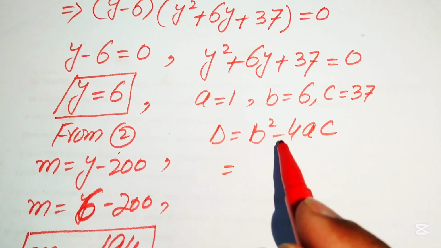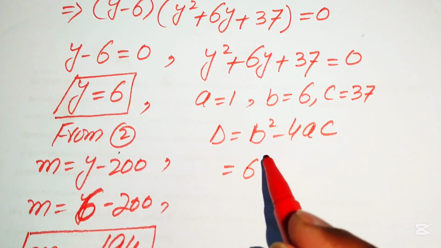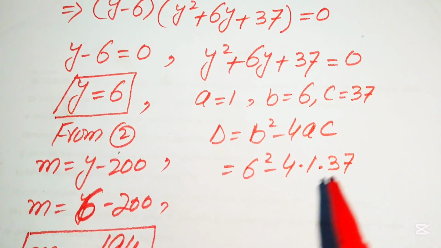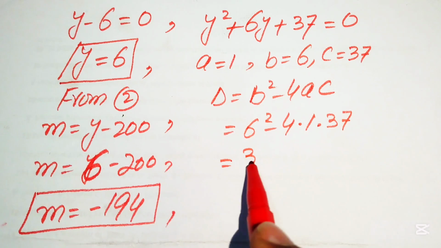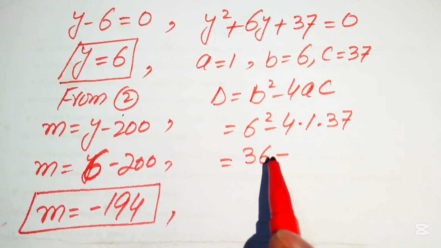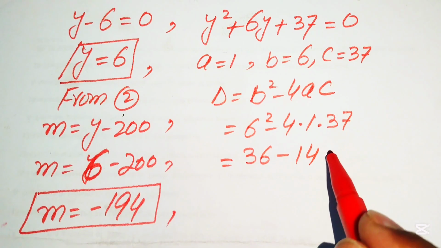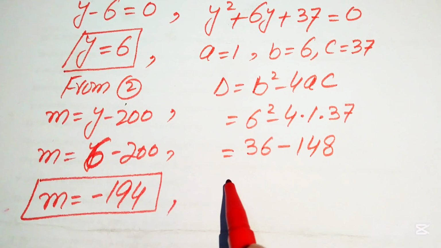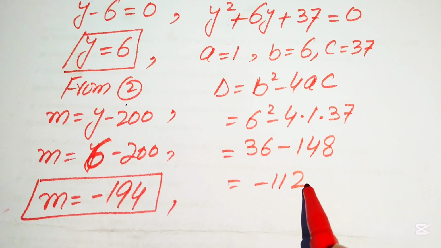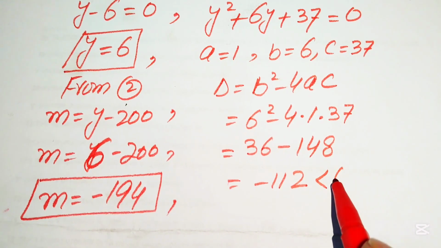So here we need to substitute the values of a, b and c. So b is 6 square minus 4 times a, which is 1, and c is 37. So 6 square equals 36 and 4 times 37 equals 148. So when you subtract 36 minus 148, it becomes minus 112. So it is less than 0.